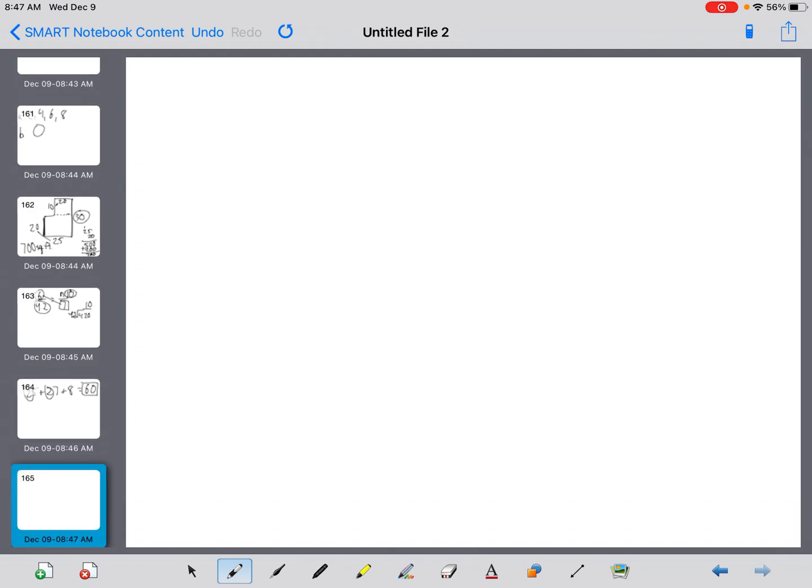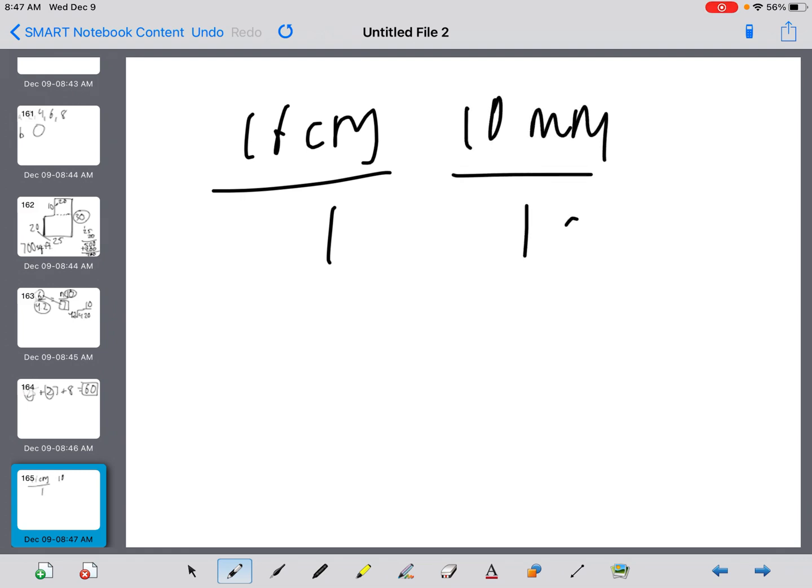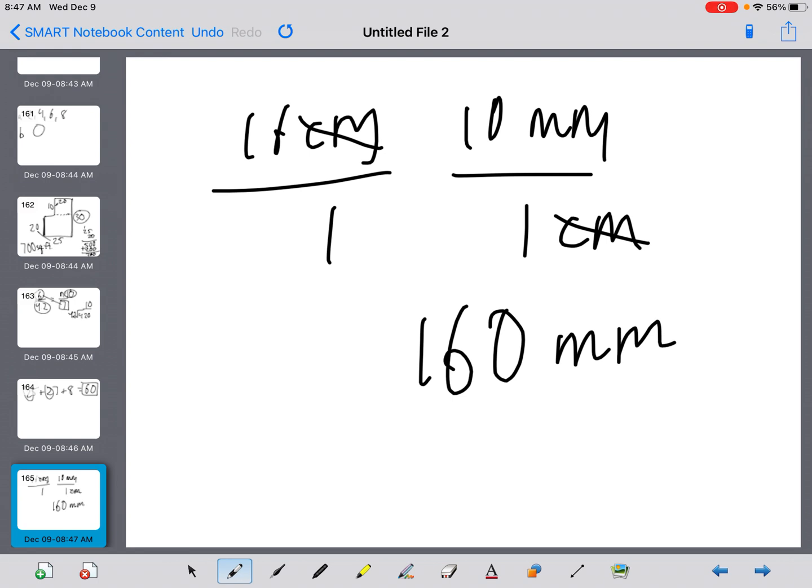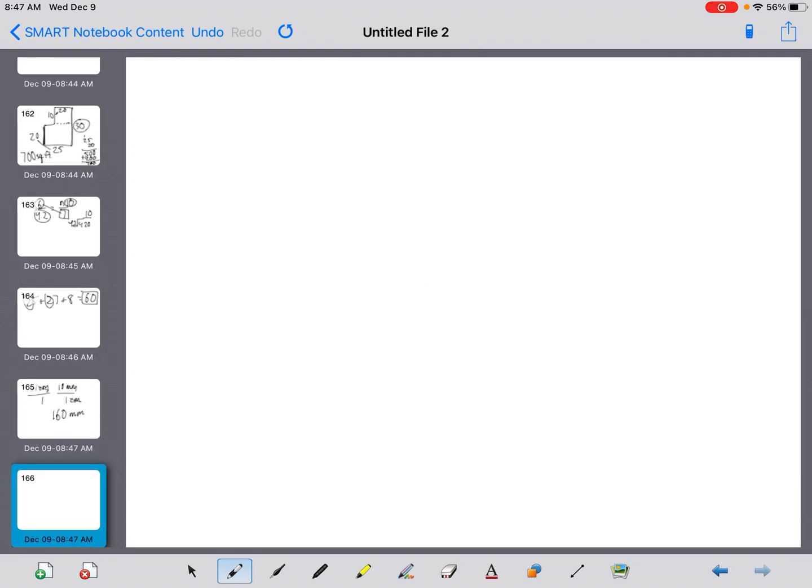Number 22, from our lesson on Monday. I have 16 centimeters over 1 times 10 millimeters over 1 centimeter. The centimeters are gone. I multiply the top. 16 times 10 is 160 millimeters. The word problem would say, can you switch 16 centimeters to millimeters? And now you know how to do that.